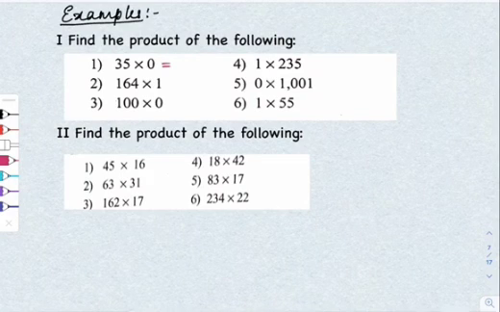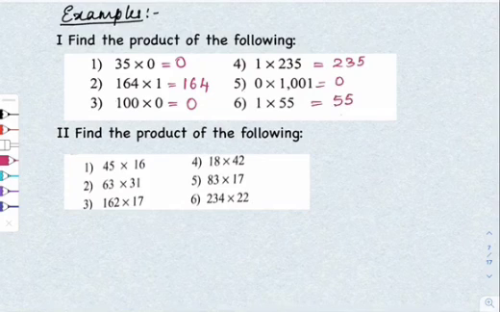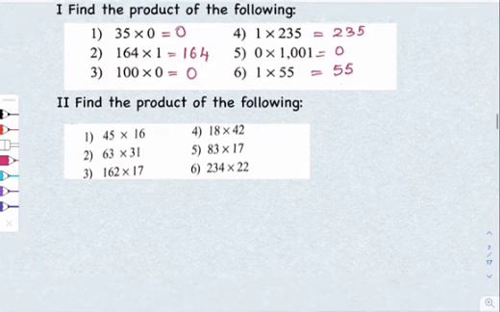35 into 0 is 0. 164 into 1 is 164 itself. 100 into 0 is 0. 1 into 235 is 235. Children, please apply all the properties which you have already known. So 0 into 1001 is 0. 1 into 55 is 55. I hope all of you got it. Now moving on to the second one.